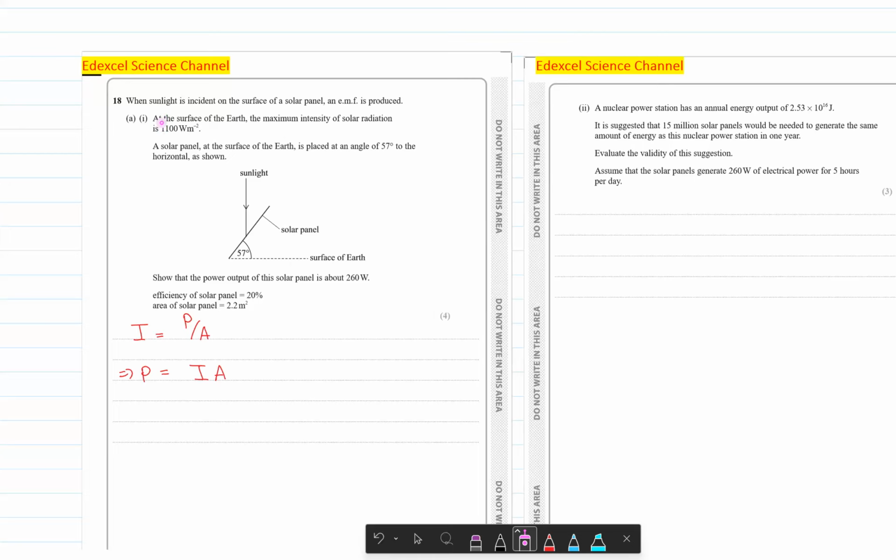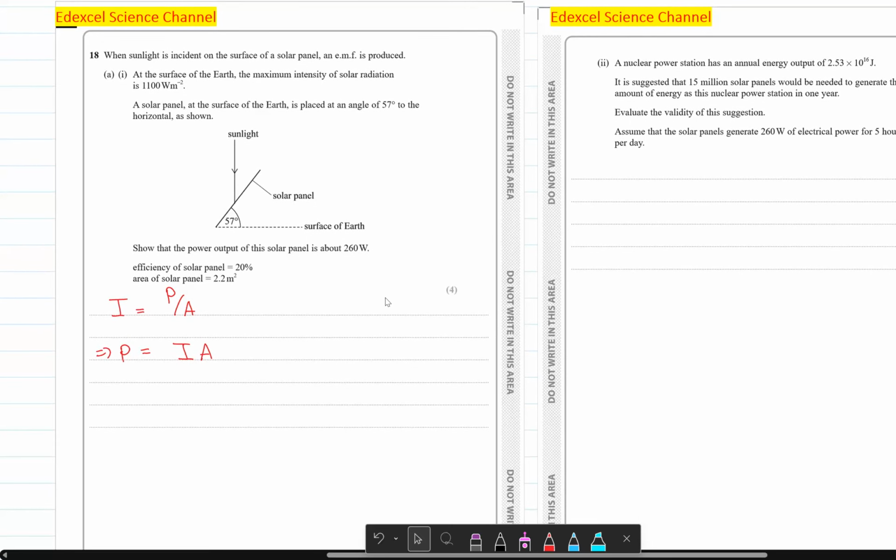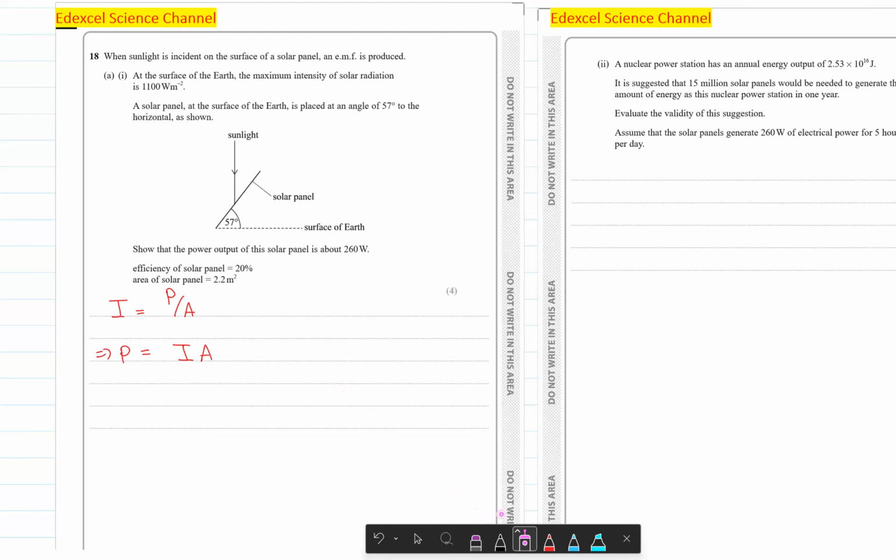But the problem is that even though they are mentioning that the intensity is 1100 watts per meter square, we are not actually getting all this intensity. Even if sunlight has an intensity of 1100, this solar panel is not getting 1100. If sunlight was coming directly on the solar panel, perpendicular to it, then it would have got 1100 watt per meter square. So now the solar panel will only detect a component of the intensity of sunlight.